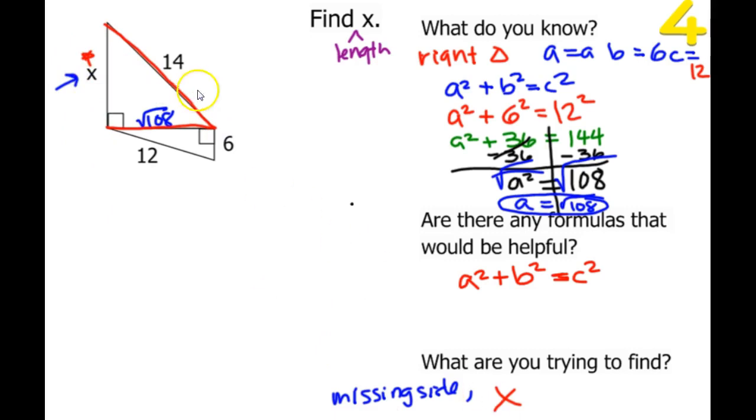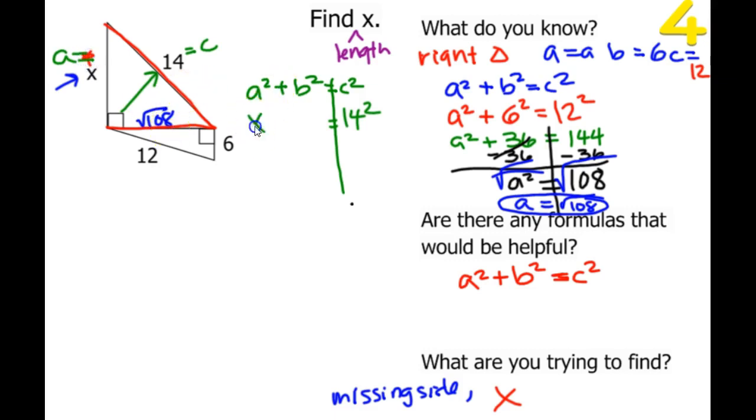we can now find the missing side length over here. So we're going to do the Pythagorean theorem again for this second triangle. So C has to be the longest side, 14. So I'm going to put 14 squared. A and B, it doesn't matter. I'm going to say this is A, so it's really the letter X now. And B is really the square root of 108.